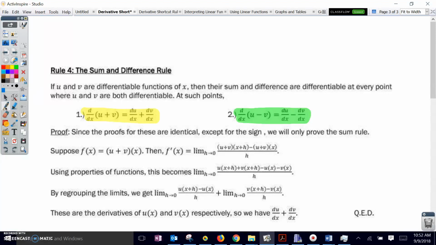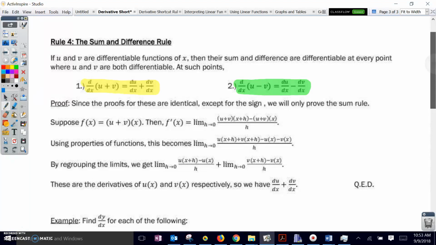The proofs are identical for this except for the sign, so you can see there the proof of the sum rule. If you take a look through that, make sure you follow that, and if you have any questions about that, let me know. But there's the derivative of the sum rule, and the difference rule is identical except with a different sign.